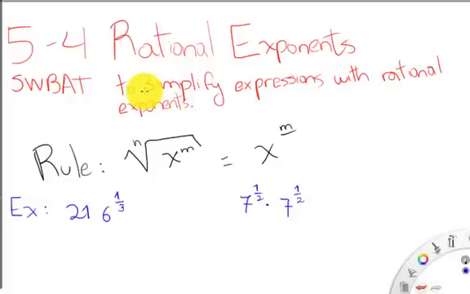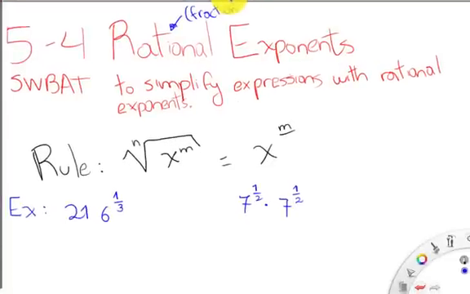We're going to continue with chapter 5. This is section 5-4, Rational Exponents. The first thing I want you to remember is that by rational, I mean fractions. So just remember that rational means fractional, or fraction exponent, okay? I'll come back to that in a minute.